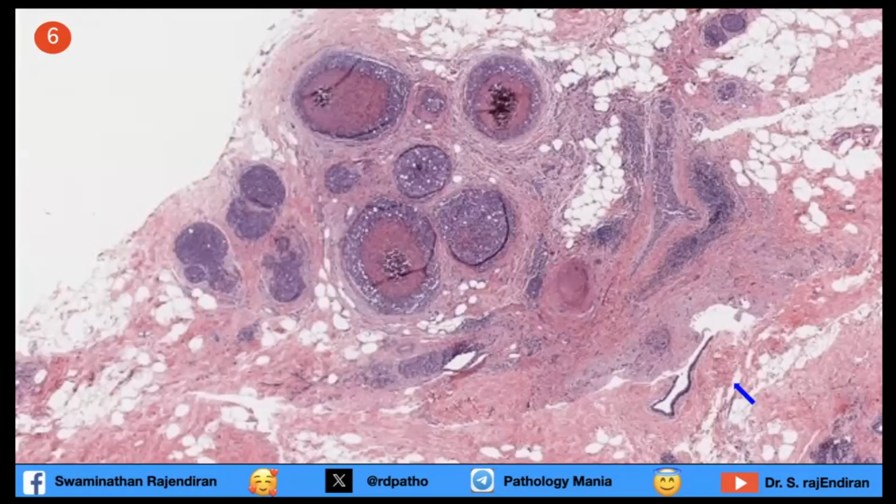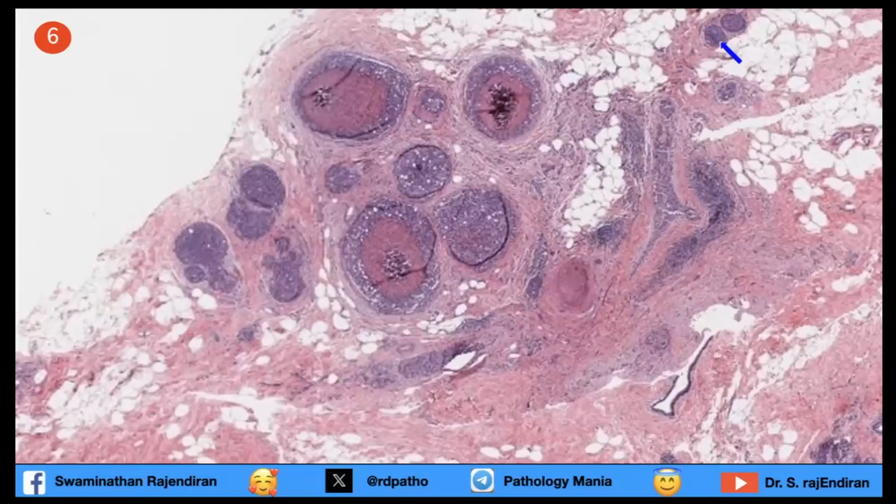So that IHC is very, very important to differentiate LCIS and DCIS, and that's very important for a lot of treatment decisions. Now we are moving to case number 6. Lot of necrosis. Whenever I see this, I will think of DCIS first, and lot of cells in the background and lot of lymphocytes here.